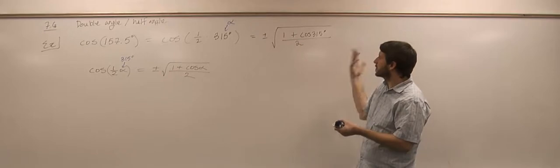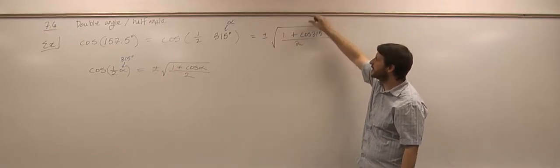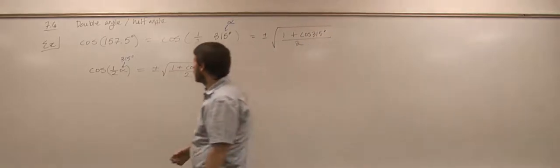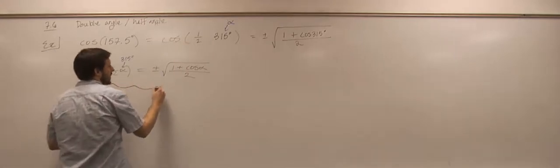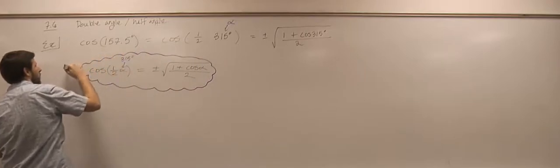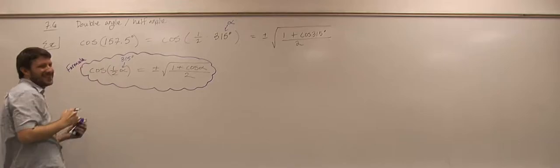But this is completely calculable, right? I know I can figure out what cosine 315 is, so I can actually do this out here. Before that, let me pick the plus or minus. Am I going to pick positive or negative here and why? Positive. Positive makes me sad. Try again.